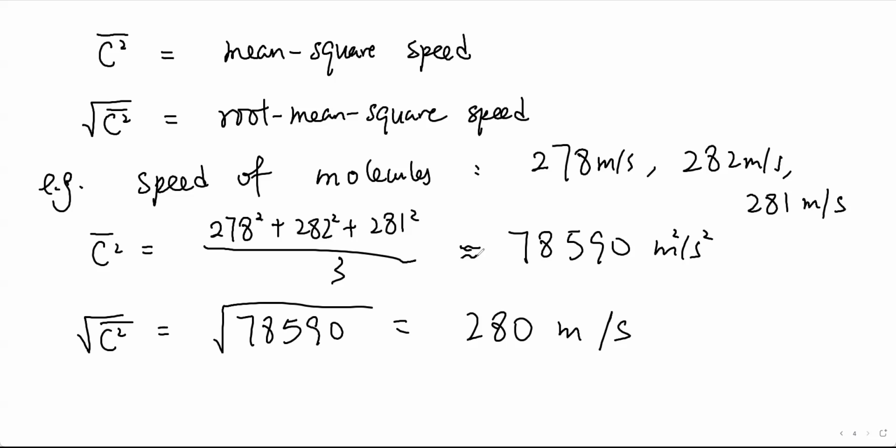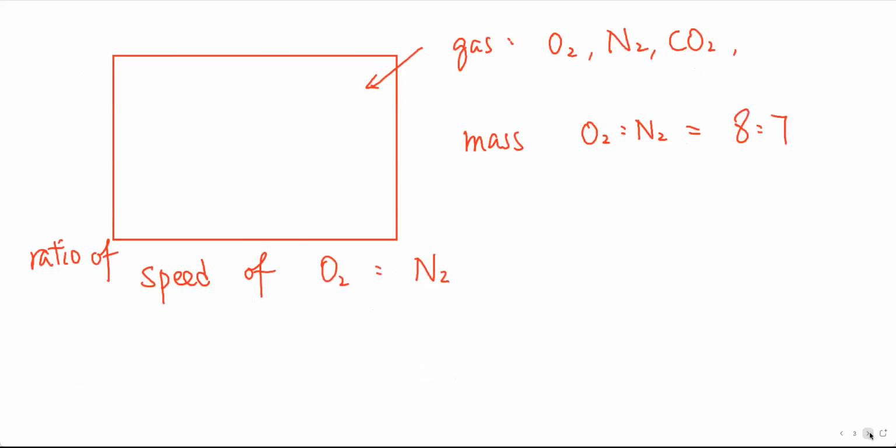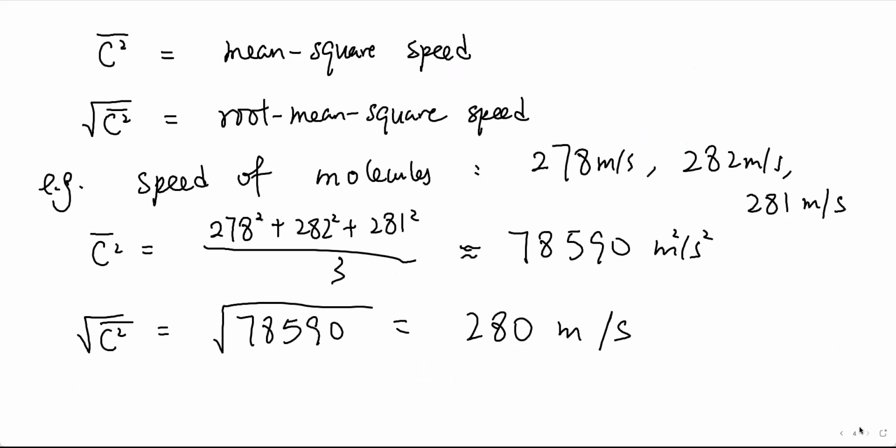Average velocity. The vector. You get zero, because some will move to the left, some will move to the right. In average, you will be zero. But when we derive the formula, we did not get anything like the average of speed. We have derived it and we get the average of speed square. In the formula, there's no average of velocity.